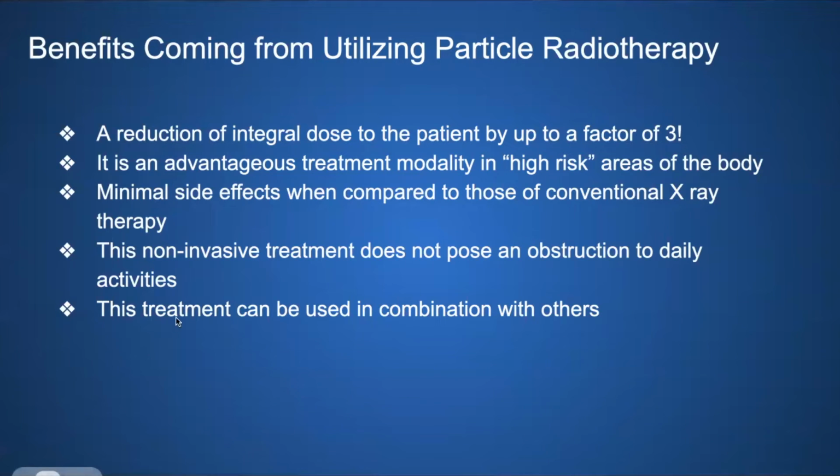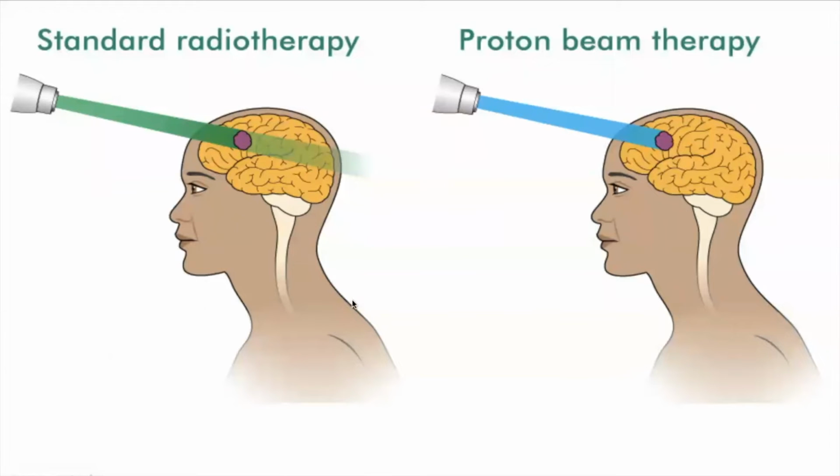Okay, here it says that treatment can be used in combination with other treatments. So this includes things like chemotherapy or surgical procedures. You can use combinations of both to increase its effectiveness. All right, so we did discuss these: the entry dose, the exit dose, the entry dose with no exit dose, and the low energy exposure at the entry, and the higher one in comparison to a charged particle beam entry dose for the standard radiotherapy.